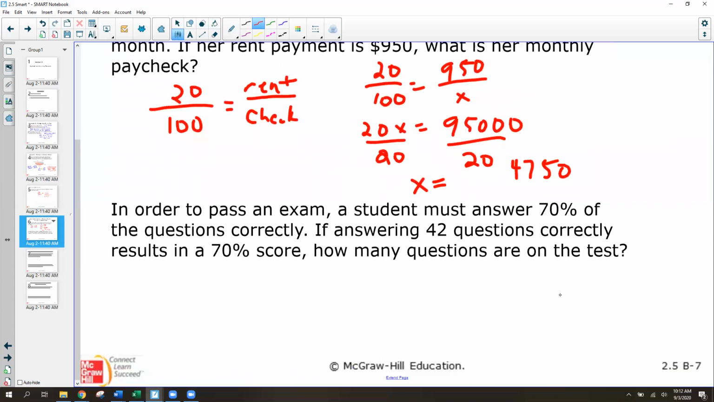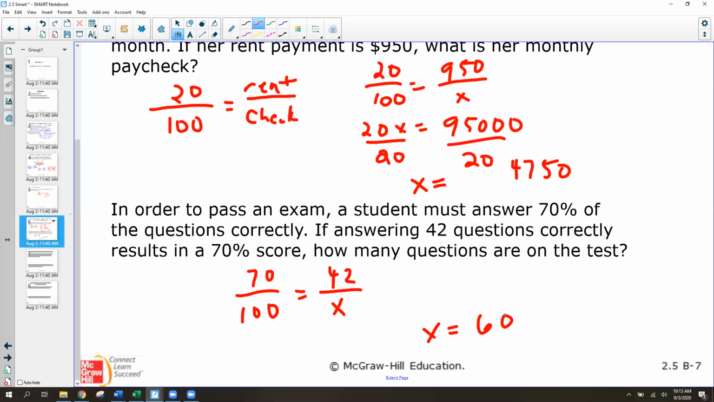You try this one. In order to pass an exam, a student must score 70% of the questions correctly. If 42 questions correct gets a 70, how many questions are on the test? So think about part and whole. 70% is the part of the grade you have to get. And in order to get that, you have to answer 42 questions right out of however many there are. You do the math to solve this. When you do, x should be equal to 60. There were 60 questions on the test.